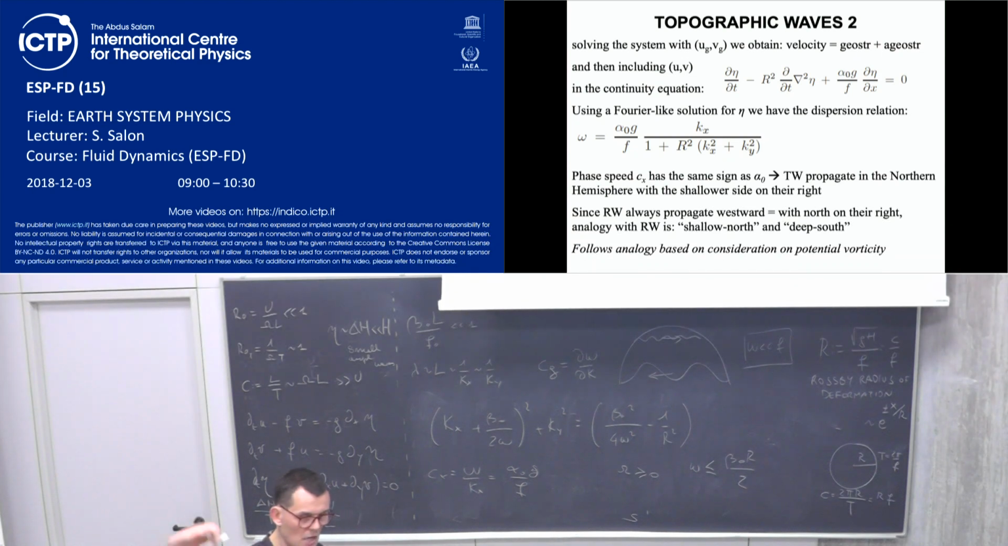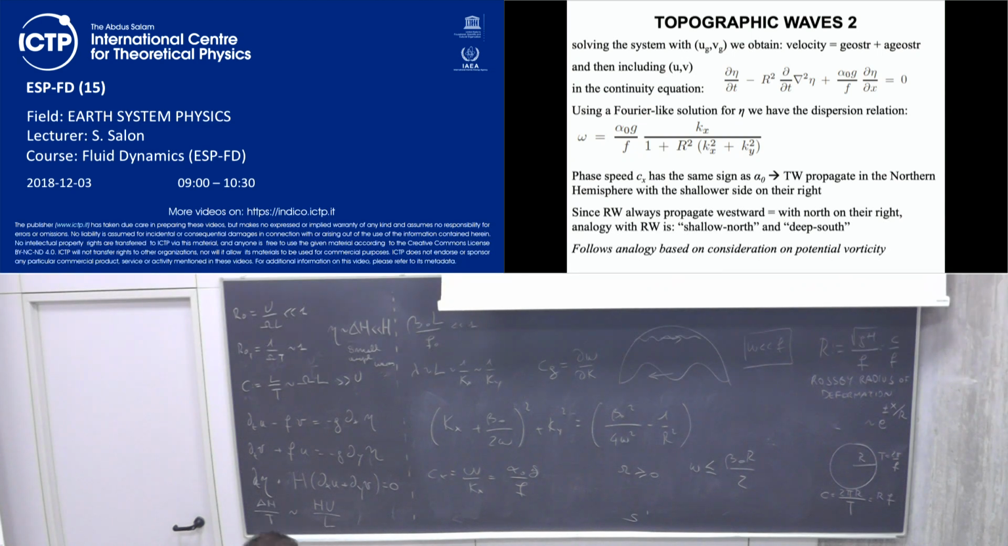So if this is shallow, I'm going in this direction. That's why we have this analogy with the Rossby wave, shallow north and deep south. Rossby waves are moving in the northern hemisphere with north on their right side. Topographic waves are moving with the shallow side on their right side and deep and south on their left.